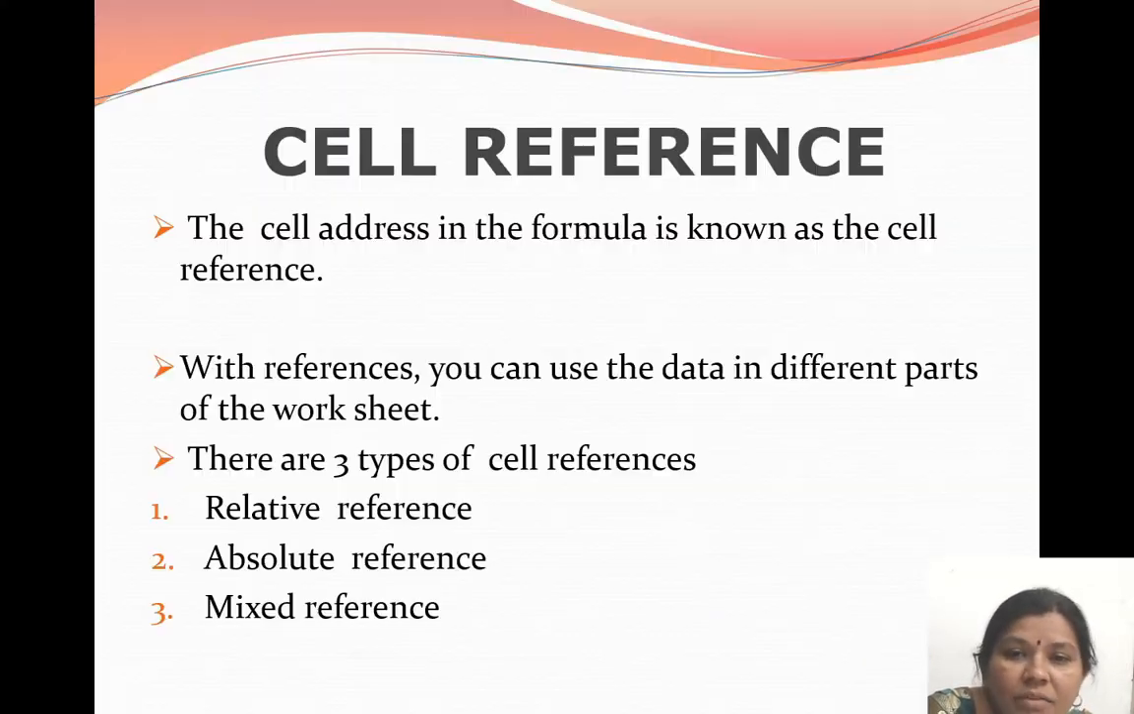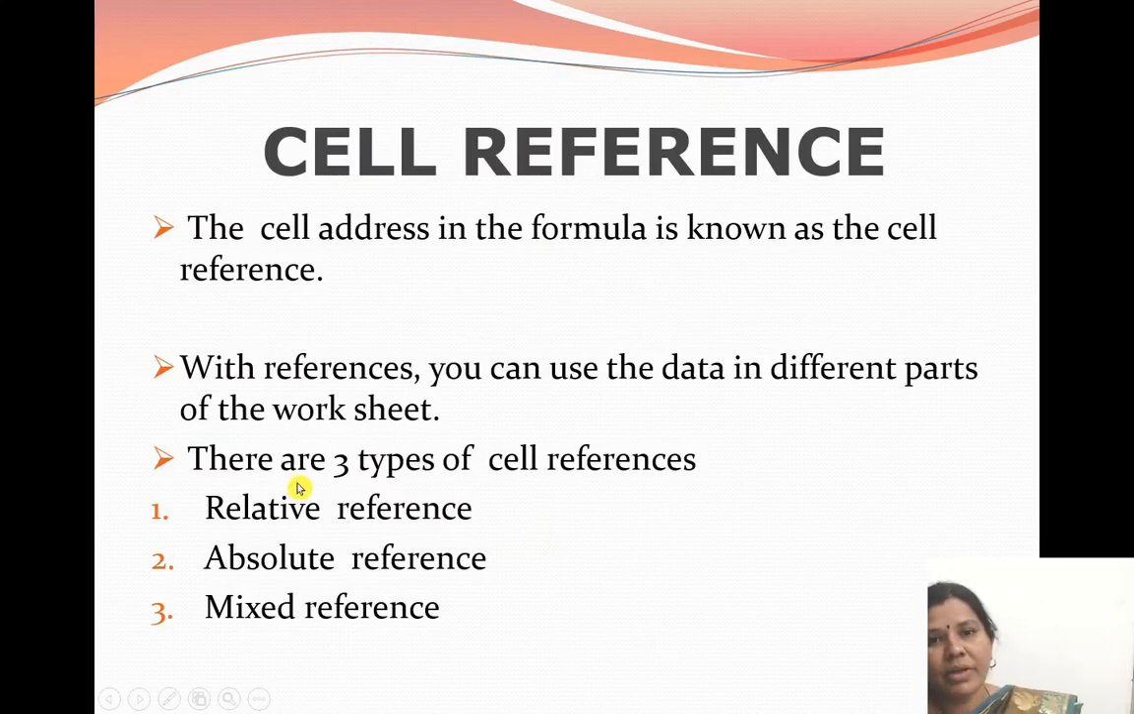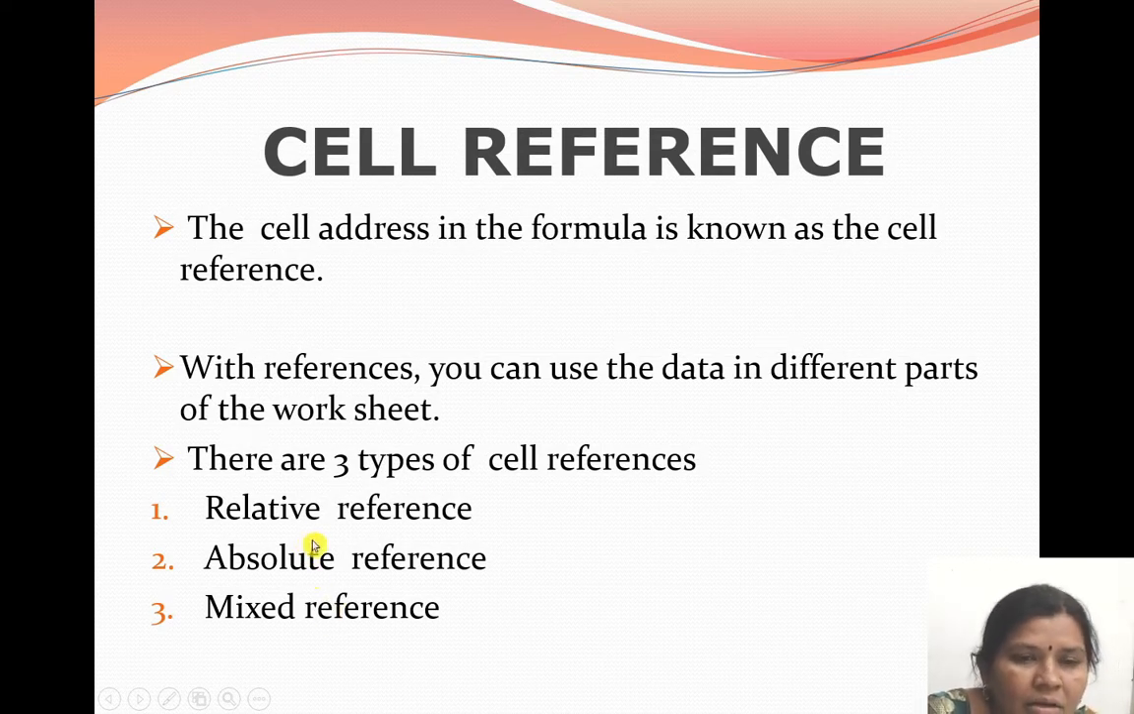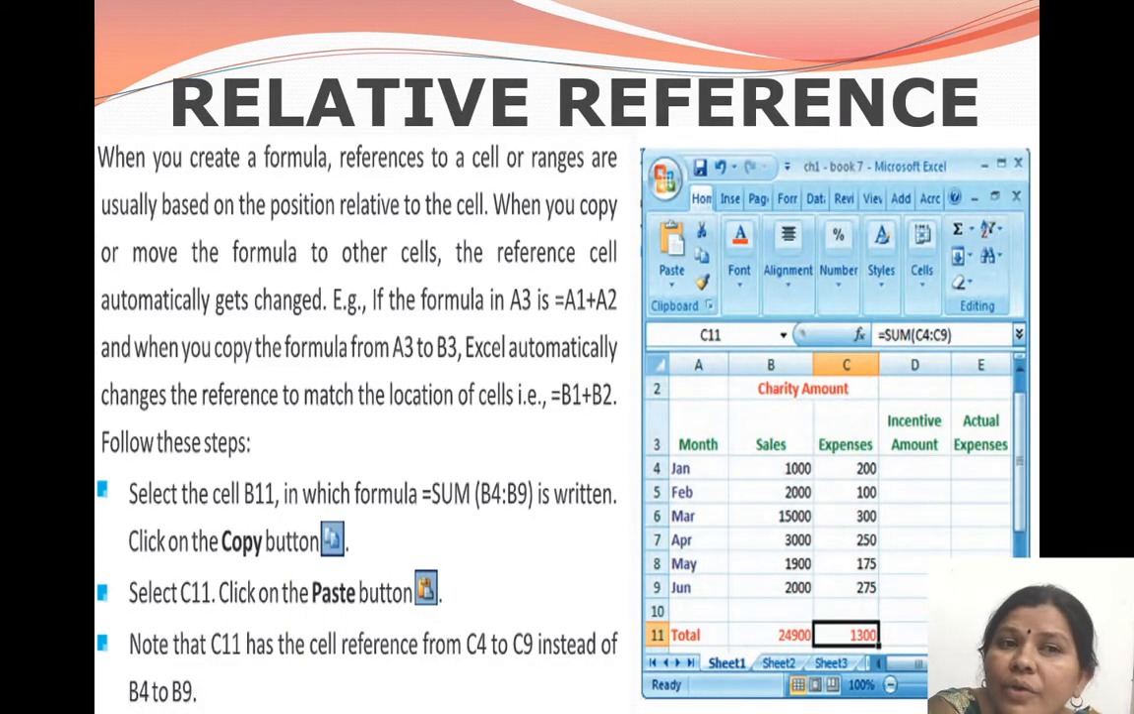And in this cell reference, we have three types: relative reference, absolute reference, and mixed reference. First, I will talk about the relative reference. When you create a formula, the reference to a cell or range is usually based on the position relative to the cell. When you copy or move the formula to another cell, the reference automatically changes. For example, if the formula in A3 is A1 plus A2, when you copy the formula from A3 to B3, Excel automatically changes the reference to match the location of the cells: B1 plus B2.